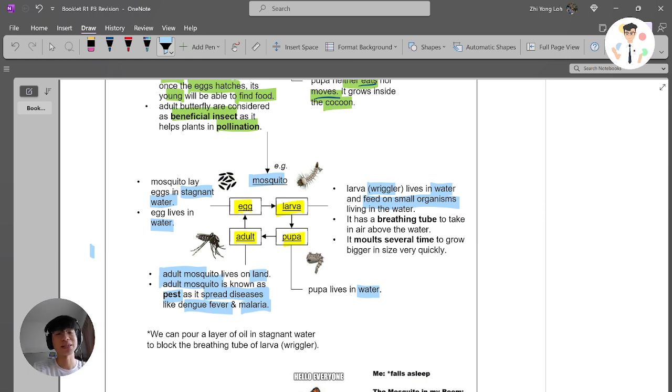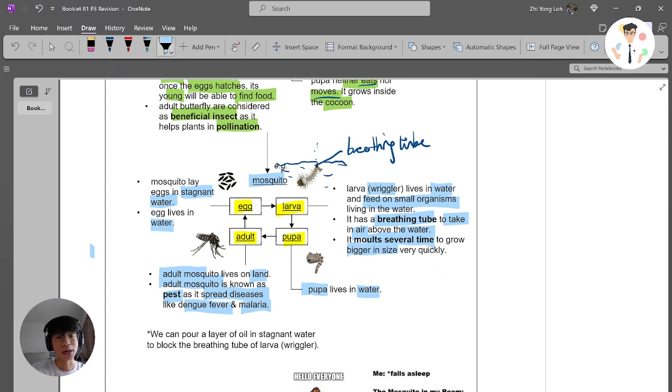And what is special about this larva is it has a breathing tube to take in air above the water. So basically, you can just imagine this is water. So this will be the breathing tube, and it will get air from it. And again here it molts several times. Again, why? To grow bigger in size. And slowly it develops into pupa, and this pupa also lives in water. Okay, and that's basically how this mosquito grows.